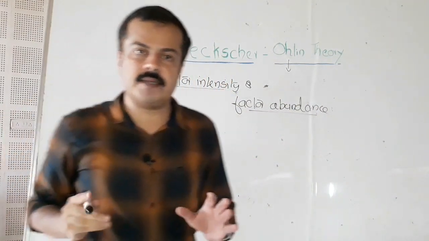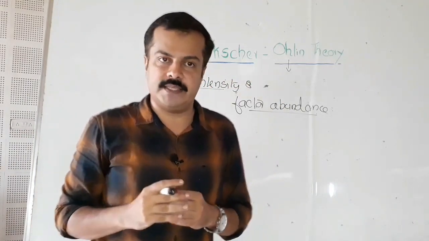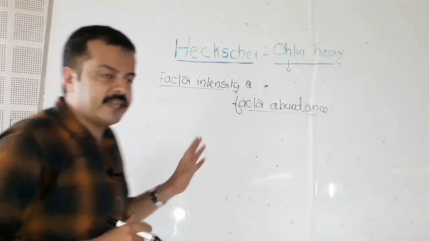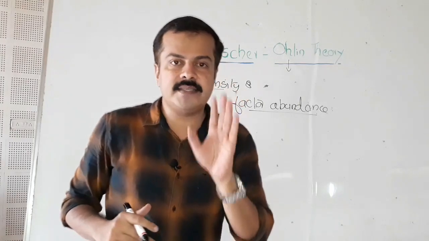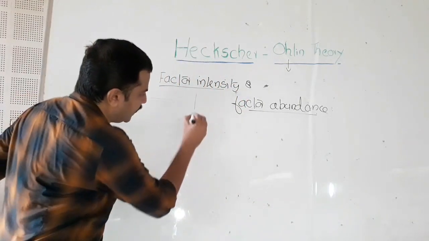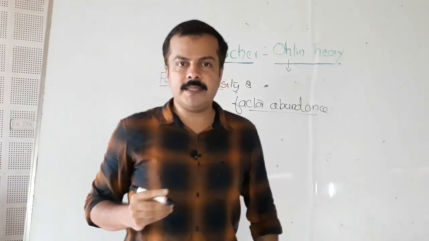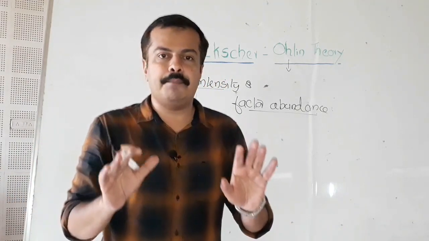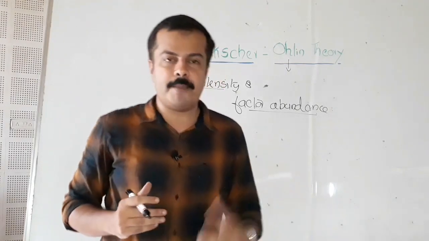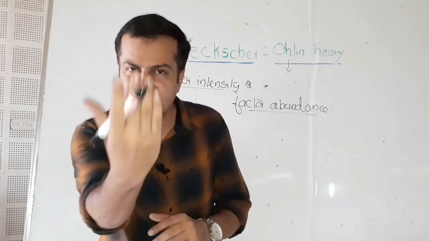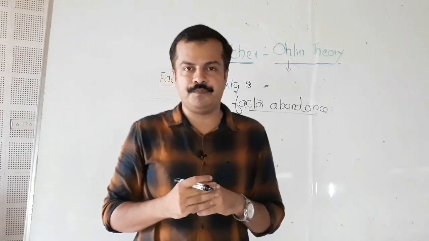What is the meaning of factor intensity? What is the meaning of factor abundance as far as Heckscher-Ohlin theory is concerned? We start from the factor intensity. In Heckscher-Ohlin model, we have two factors, capital and labor. Factor intensity is measured by using capital labor ratio, K by L ratio. That is the amount of capital employed per 1 unit of labor, or the quantity of capital employed per unit of labor. We call it as capital per worker as well. So it is measured on the basis of capital labor ratio.